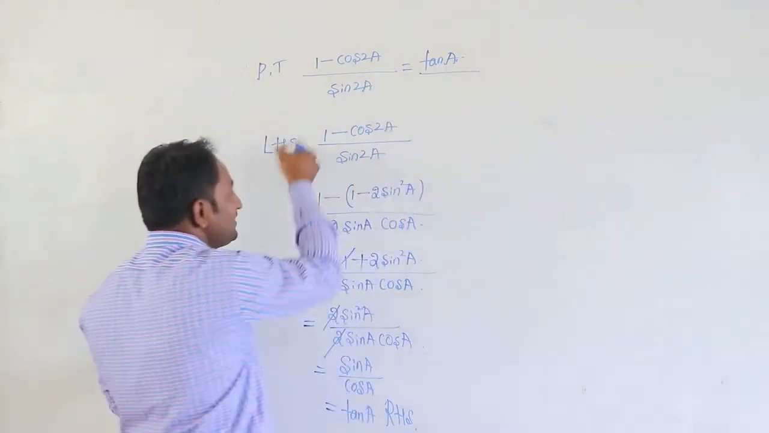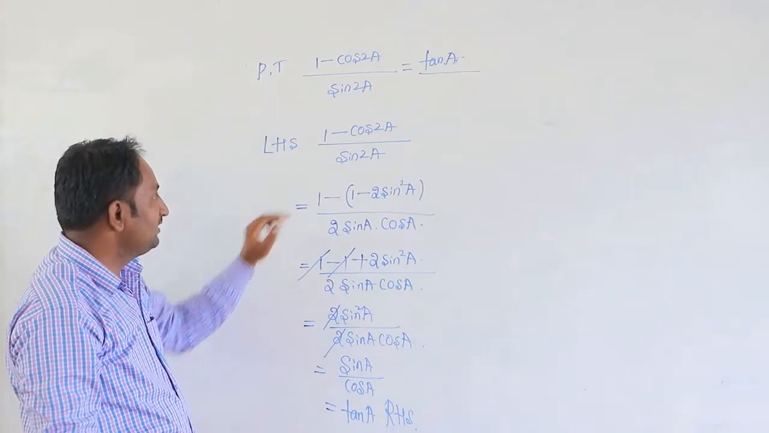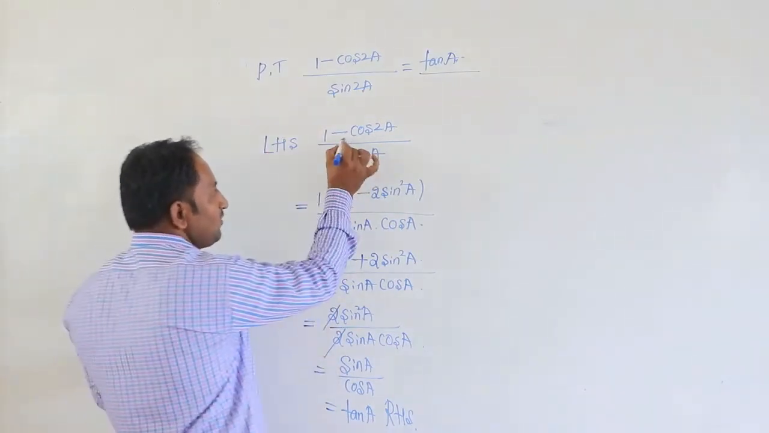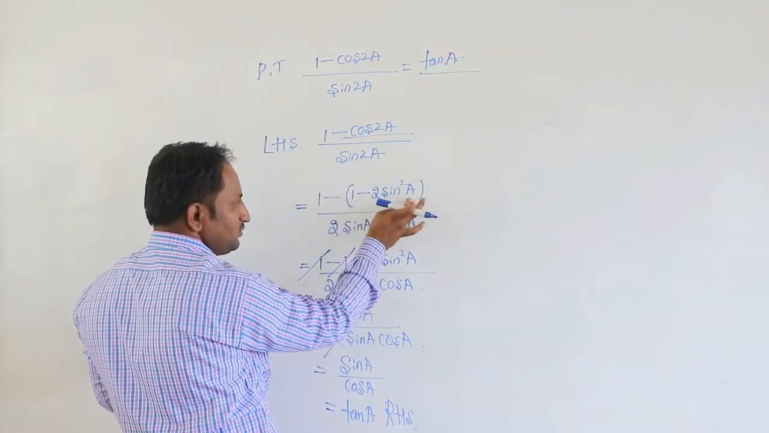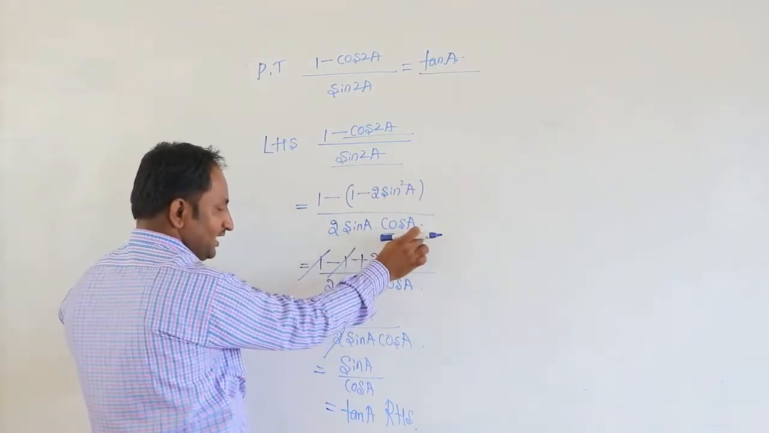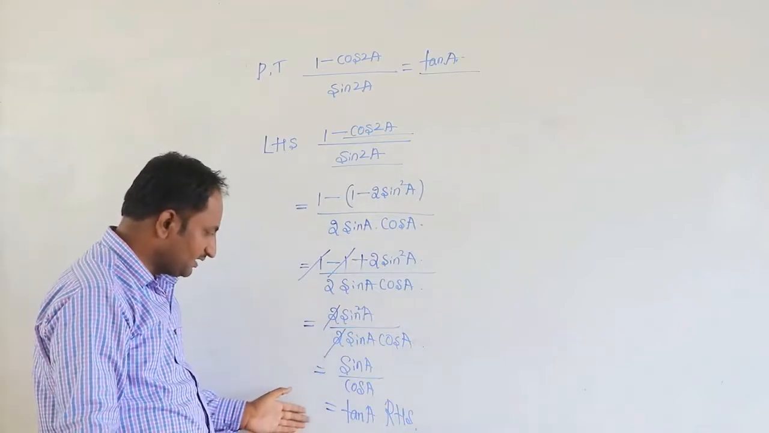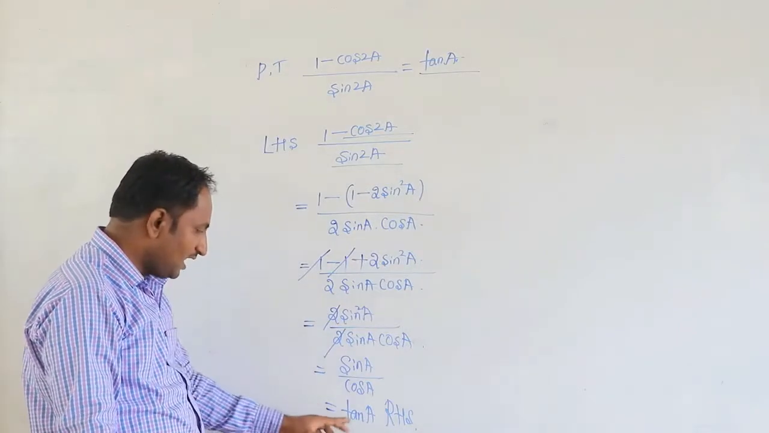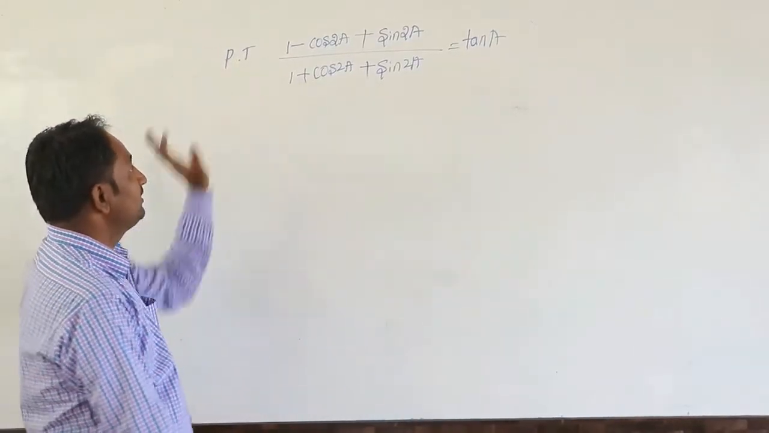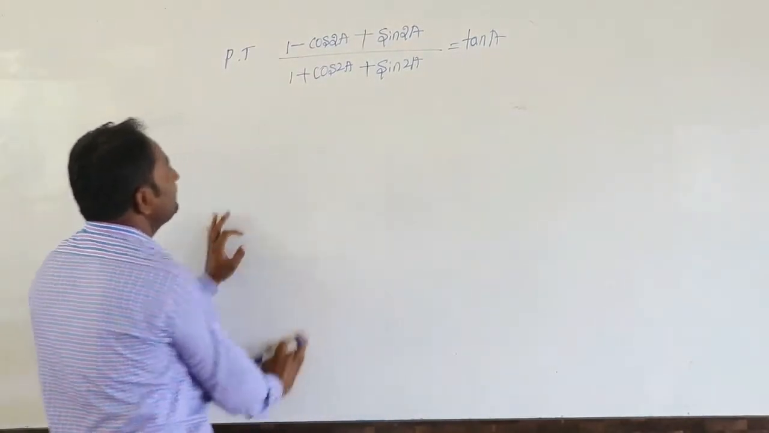Here, prove that 1 minus cos of 2a divided by sin 2a is equal to tan a. Consider LHS part. Then 1 as it is, minus as it is. Cos of 2a formula is 1 minus 2 sin square a. Sin of 2a formula is 2 sin a cos a. Then applying the given result, we get RHS is tan a. So here it's very important one.